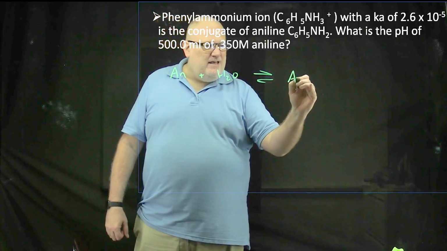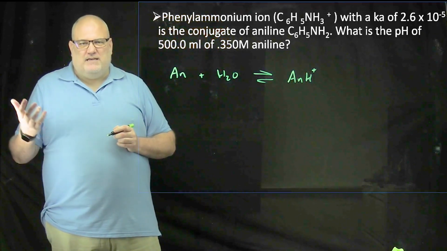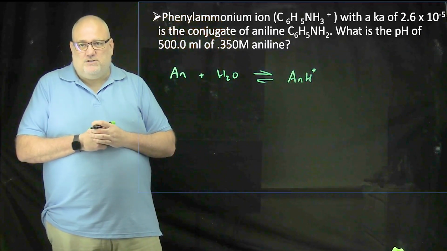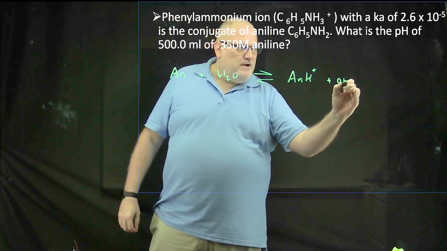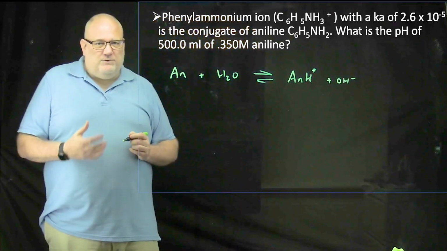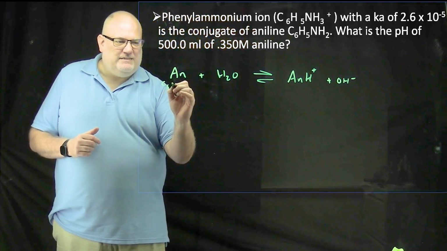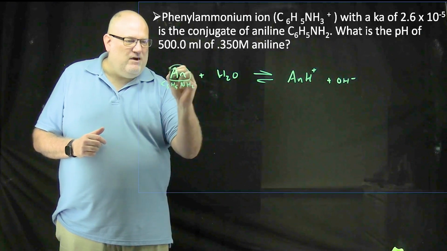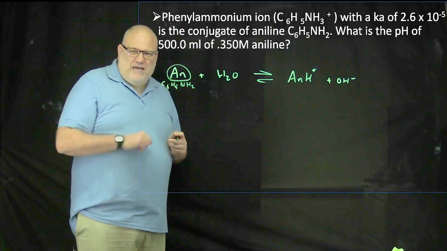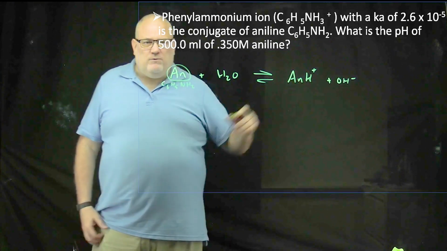It's going to make it ANH plus, because that hydrogen comes over and makes it a positively charged compound. And we end up with OH minus. Now, if you feel more comfortable doing it this way, you can write out C6H5NH2. That is this. On the AP exam, I might do that just because I don't want the grader to think I don't know what I'm doing. But this is how I would write this out.